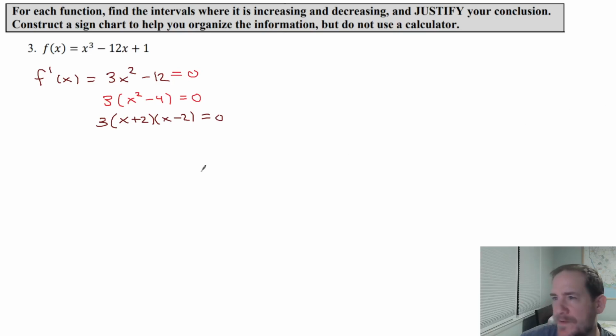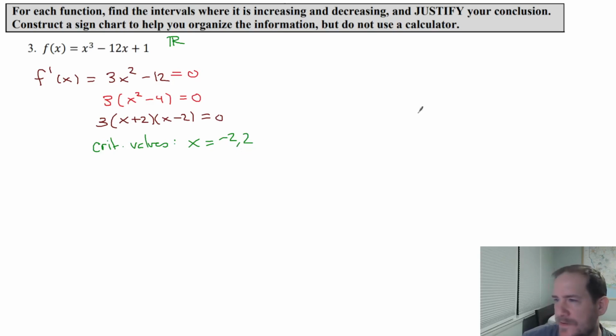And that tells me that my critical values are x equals -2 and also +2. And we should test those. Technically, we're supposed to go up to the original function and make sure these values are in this original function's domain. But this original function's domain is all real numbers. It doesn't have any restrictions at all. So these two critical values really are critical values.